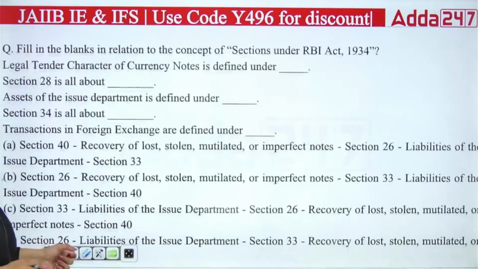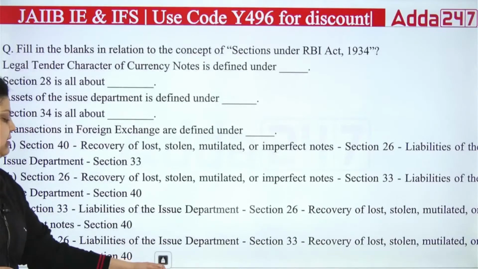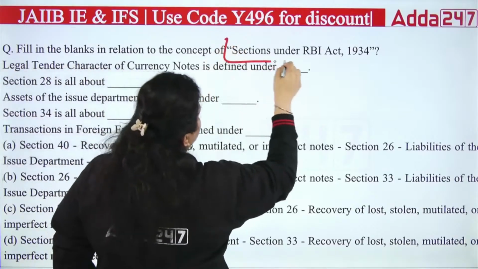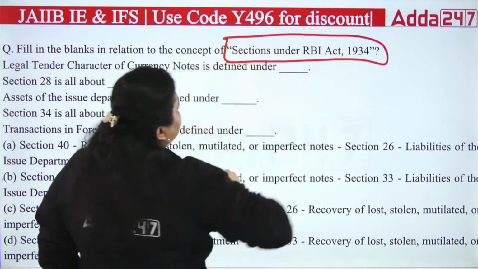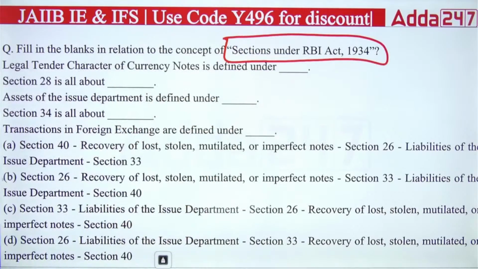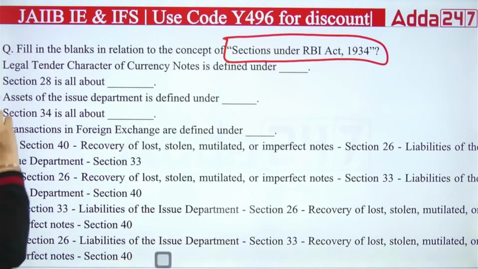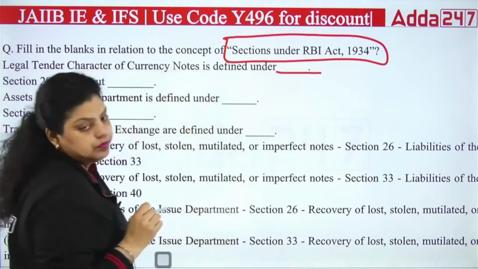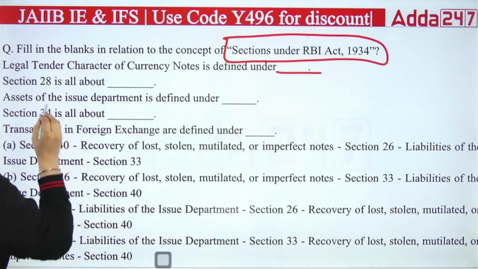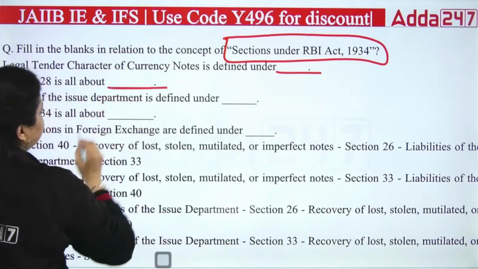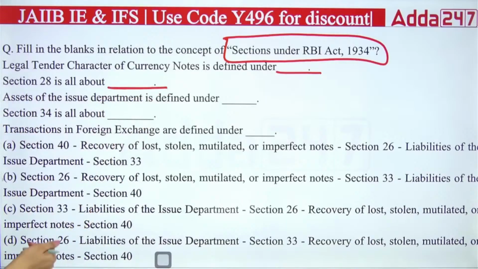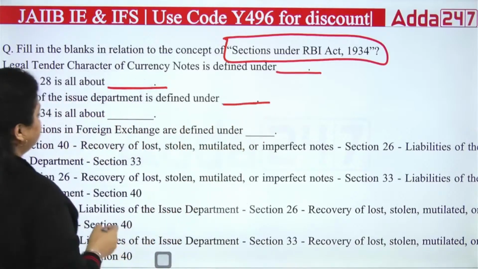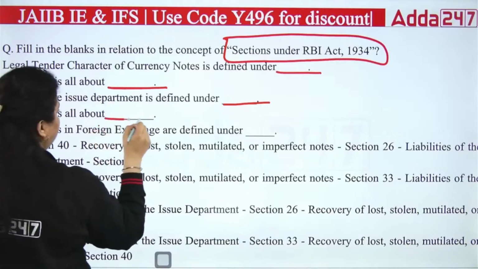Very good. Next question is related to certain sections. Fill in the blanks in relation to the concept of sections under RBI Act 1934. There are 4 fill-in-the-blanks given. First is talking about legal tender character of currency notes, defined under which section? Second, section 20 is all about dash, like what section 28 talks about. Third, assets of the issue department are defined under which section? Fourth, section 34 is all about.